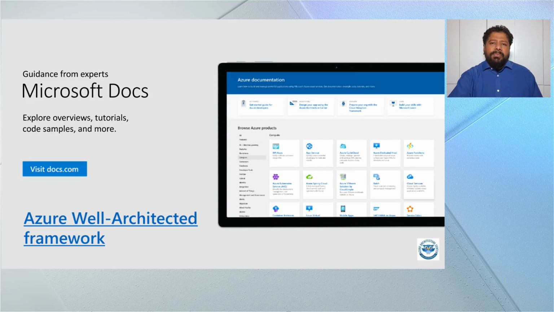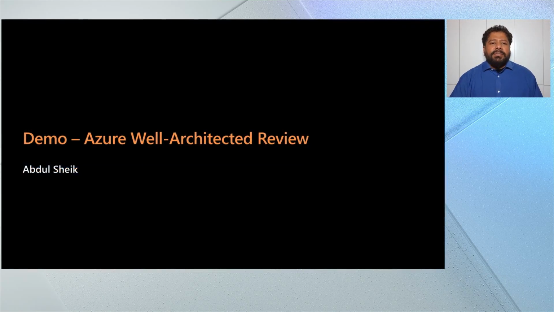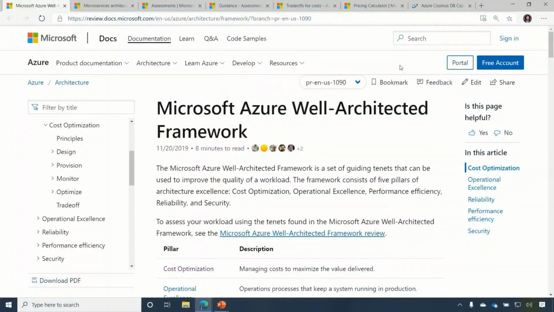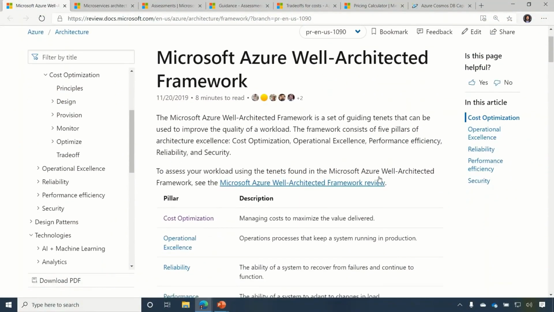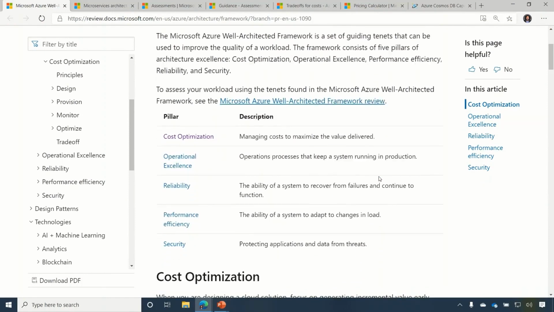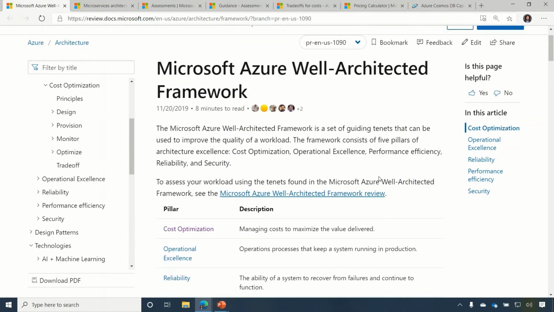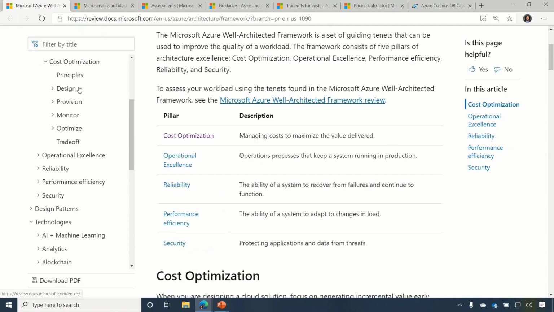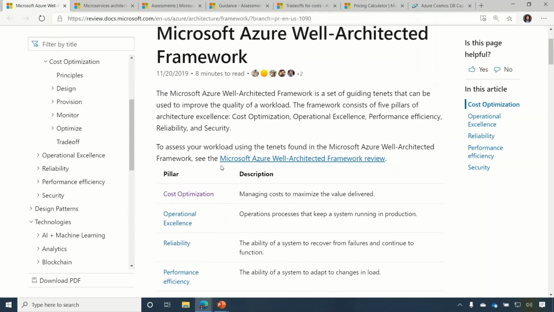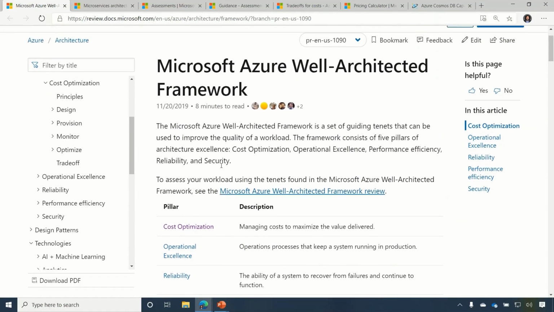Let me do a quick demo of what we are discussing. Here is the overview of the Microsoft Azure Well-Architected Framework. Here are the 5 pillars again. Note that the content is organized by principles, design, provision, monitor, optimize, and trade-off sections. We intend to follow a similar strategy across all the pillars. Please provide us your feedback on this approach.